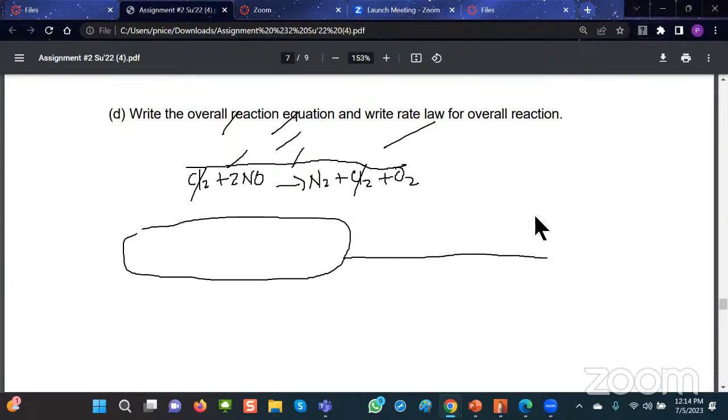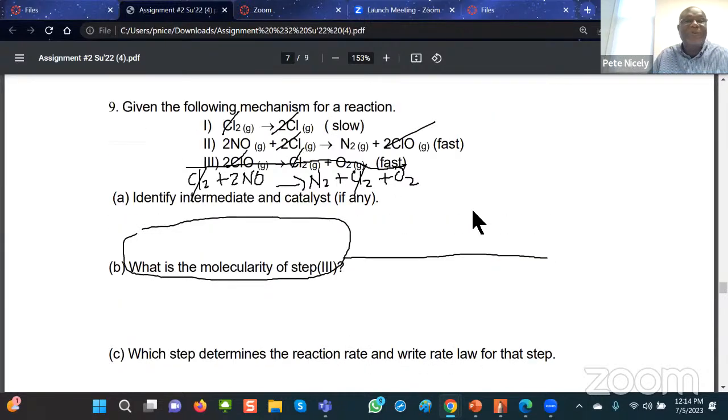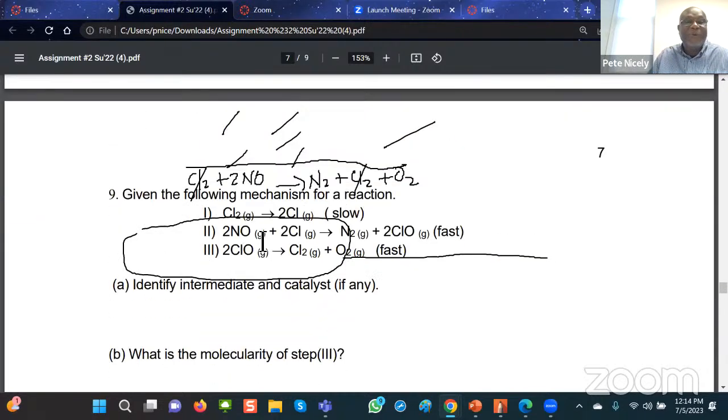Would it be 2NO reacts to give N2 plus O2, or N2 plus O2 reacts to give 2NO? No, what you just said. 2NO, because 2NO is on the left side in the mechanism, and the O2 and the N2 are on the right side. So it's actually 2NO to give N2 plus O2.